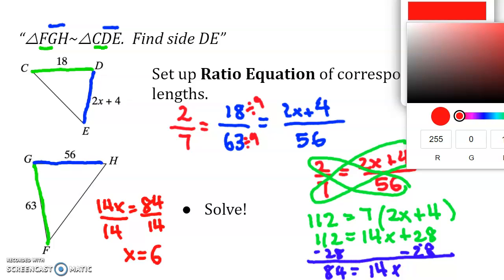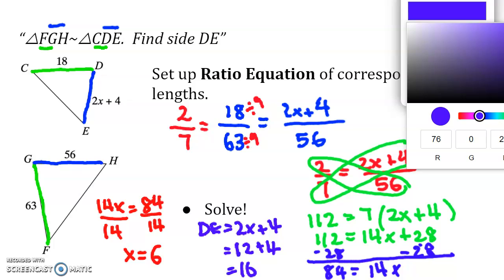So I know x is equal to 6, but remember, I'm not done. I need to find what the length of DE is. So DE, we're told, is 2x plus 4. We just figured out x to be 6. So that's going to be 2 times 6, that's 12, plus 4. So that's 16 units. So I know that this has to be 16 here. Okay?